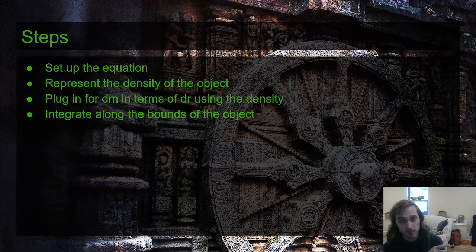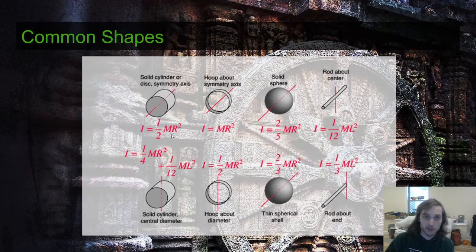You use the density of your object to get dm in terms of either dr, or if it's something round, maybe theta, just something that you can easily integrate over, and then put that into your integral. Once you've got that, set the bounds of integration so that they go from one end of the object to the other and encompass the entire thing, always using your 0 point as the center of mass of the object, which normally is just the middle of the object. So some common shapes. Okay, cool. Solid cylinders, disks, anything like that are going to be 1/2 m r squared, which we derived on our own. So go us.